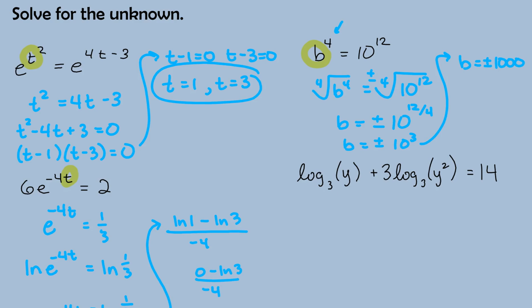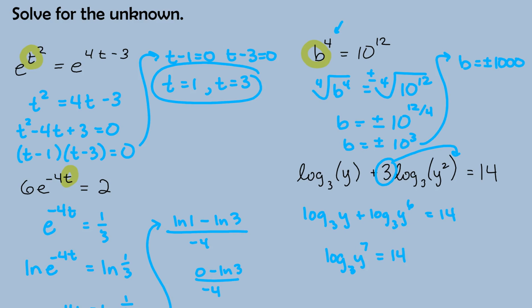Okay, so notice we have a log plus a log. We're going to try to combine these together. Before we can combine them, we have to bring this 3 up and make it a power. So we have log base 3 of y plus log base 3 of y to the 6th equals 14. Now if you have a log plus a log, you use the product property of logarithms, multiply those together. We have log base 3 of y to the 7th equals 14.